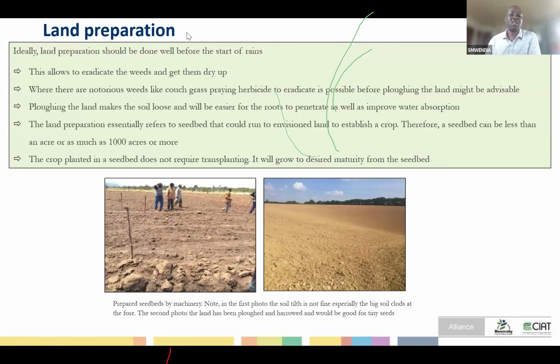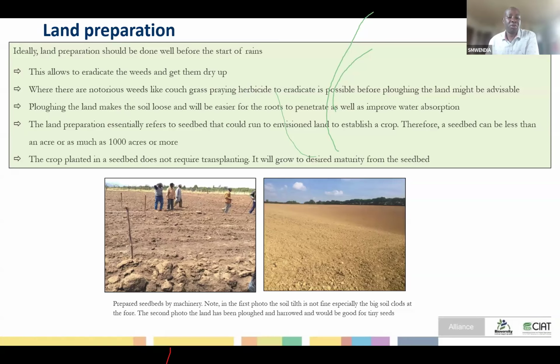And as we know, just like any other crop, remember we have said the forage is cultivated specifically for livestock. You have to start with the land preparation. And ideally land preparation allows you to actually eradicate the weeds and get them dry well before you establish. And therefore, this means you should be able to do well before the start of rains for the land preparation to be successful. Where you have obnoxious or notorious weeds like couch grass, you would have adequate time to actually eradicate them with the right herbicides.